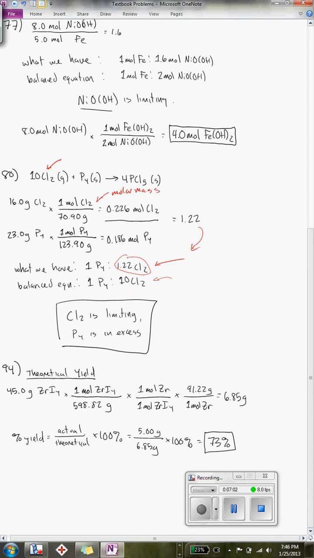That means we don't have enough Cl2. So our chlorine, therefore, is limiting, and the reactant that's not limiting is in excess. P4 is in excess. So that is number 80.